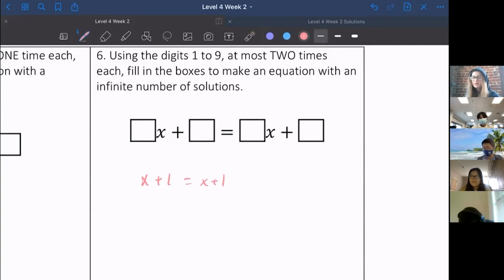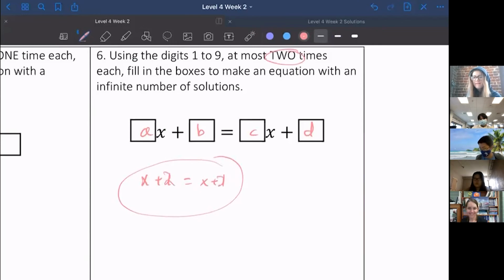So basically, you want to fill in these boxes again. We can use the letters A, B, C, and D again. And we want to make an equation like this, in which there's an infinite number of solutions. Also remember, a key difference in this problem is that you can use the digits 2 times each. So that lets you use the same number twice. So this solution would work if you change the 1 to a 2.